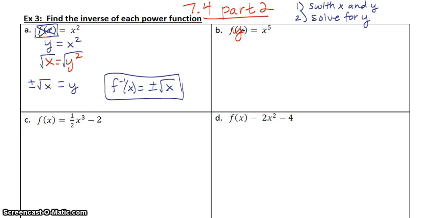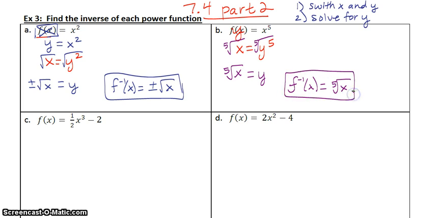Alright, part B. So y equals x to the fifth. Step 1, switch x and y. Step 2, solve for y. To get rid of a fifth power, I take the fifth root. When you take an odd root, you do not need the plus or minus. When you take an even root, you do. So this one is just the fifth root of x. And so in official function notation, my inverse is the fifth root of x.